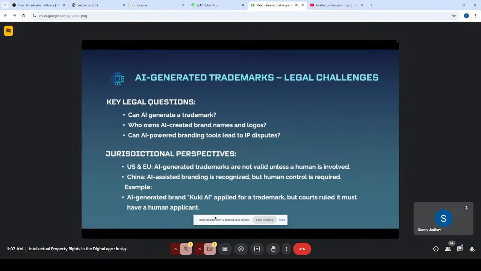Example: the AI-generated brand Cookie AI applied for a trademark, but courts ruled it must have a human applicant. So the brand itself was AI-generated and it was filed with an AI applicant only. But the courts said that we need a human applicant, and we do not recognize an AI-generated brand unless and until it comes under some legal personhood.